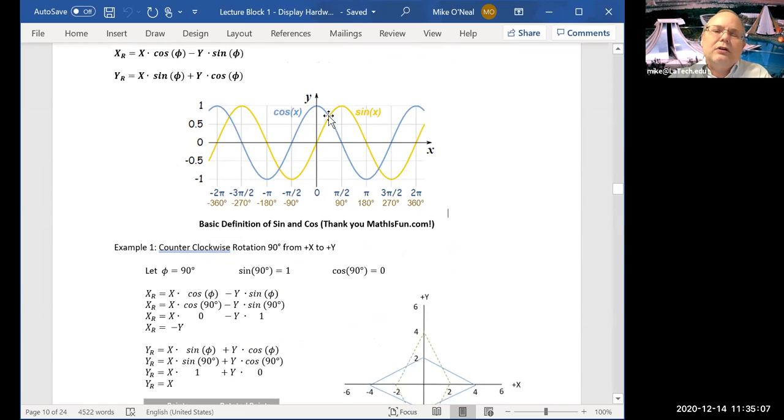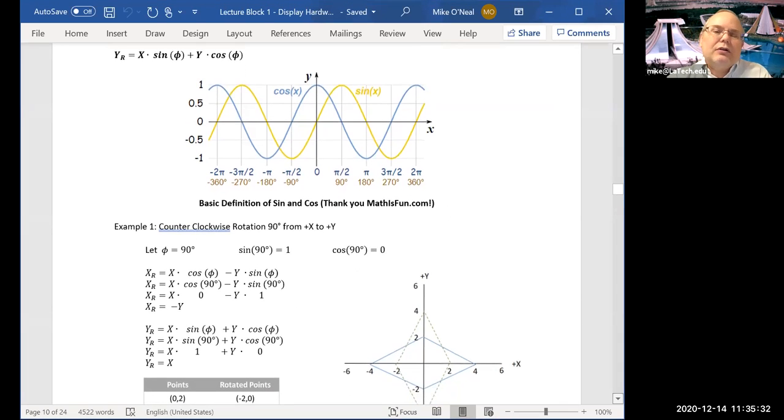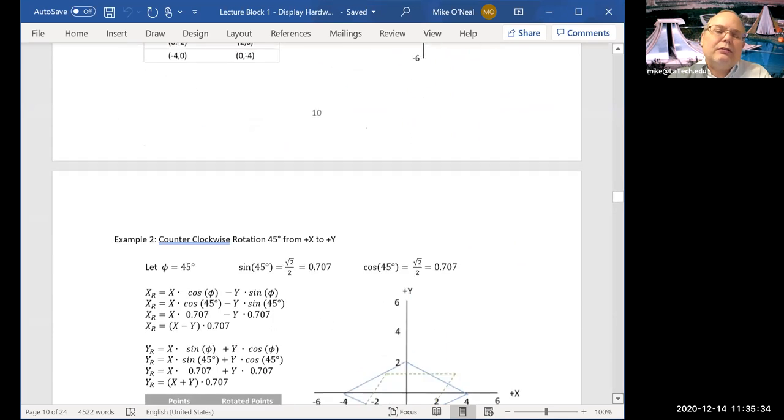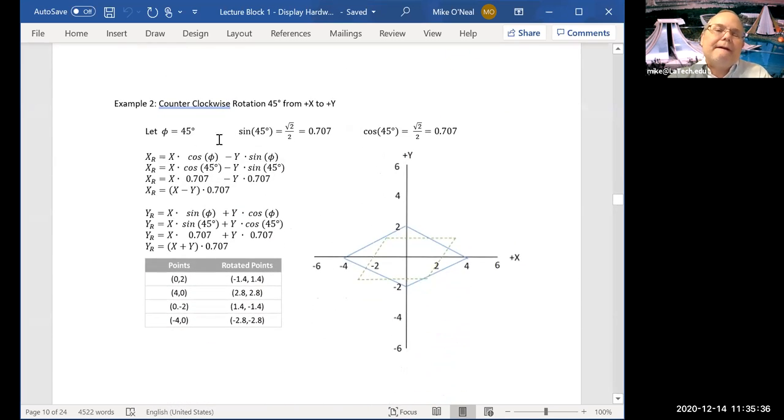And lo and behold, at 45 degrees, cosine and sine cross. So at 45 degrees, they have exactly the same value. You look over here on the scale, this is 1 and this is 0.5. They cross here, at about 0.7. Okay? They cross at about 0.7. And so, if we go here to 45 degrees, the actual value is 0.707.